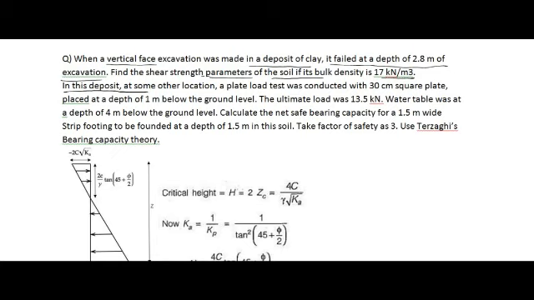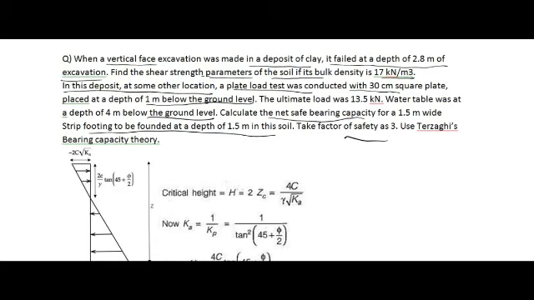In this deposit at some other location, a plate load test was conducted with a 30 centimeter square plate placed at a depth of 1 meter below the ground level. The ultimate load was 13.5 kN. Water table was at a depth of 4 meter below the ground level. Calculate the net safe bearing capacity for a 1.5 meter wide strip footing to be founded at a depth of 1.5 meter in this soil. Take factor of safety as 3 and use Terzaghi's bearing capacity theory.